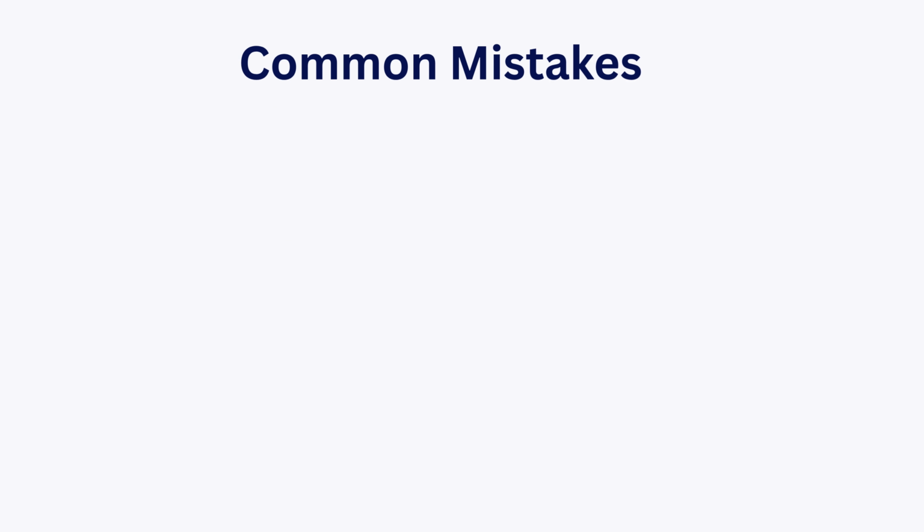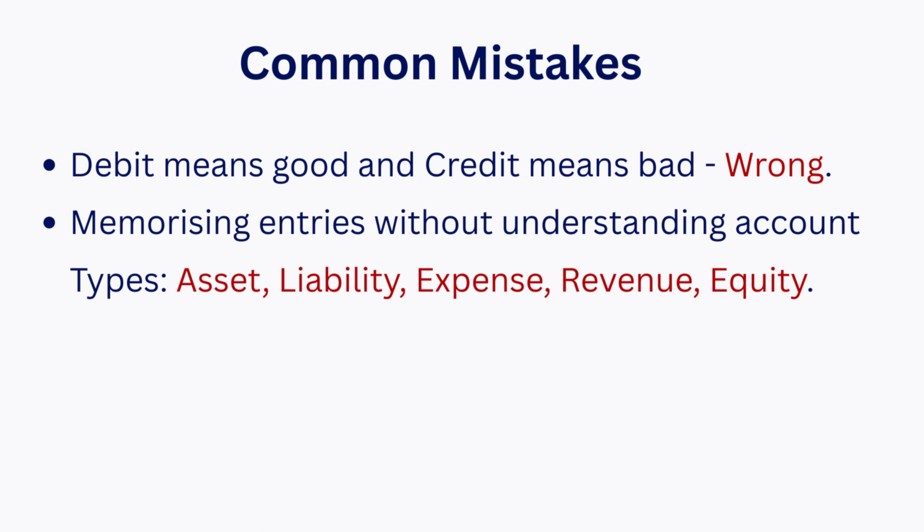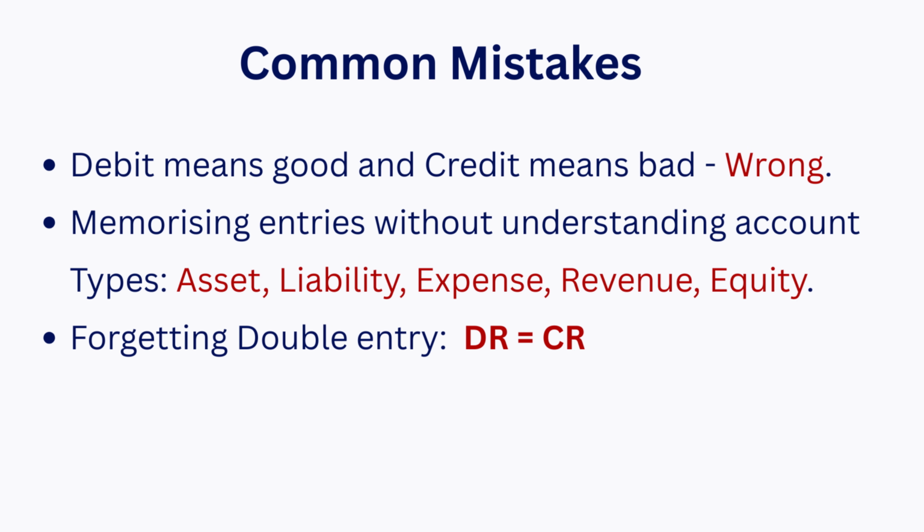There are common mistakes people make. Mistake 1. Thinking debit means good and credit means bad. That is incorrect. Debit and credit are simply accounting entries. Mistake 2. Memorizing entries without understanding account types. Always ask, is it an asset, liability, expense, revenue, or equity? Mistake 3. Forgetting double entry. Every debit must always have a matching credit.